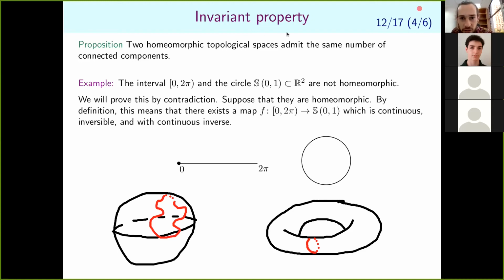And I see a question of Lucas. We define connected topological spaces, but not connected sets. Is it the same idea? When I say connected sets, I mean connected topological space. I don't know what is a connected set. I need to have a topology on it. Okay.